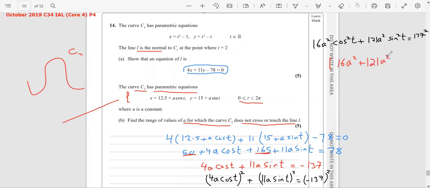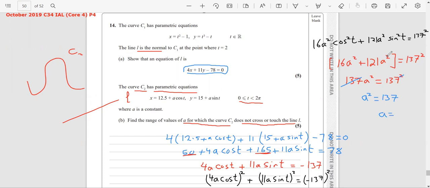plus 121a squared is equal to 137 squared, and this gives 137a squared is equal to 137 squared. So you can divide both sides by 137, removing one of these. So now a squared is equal to 137.